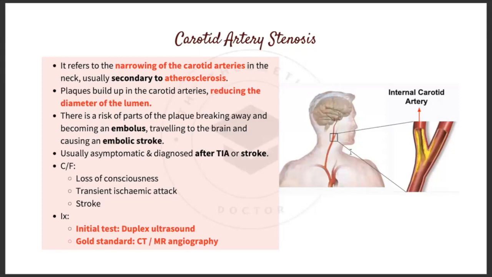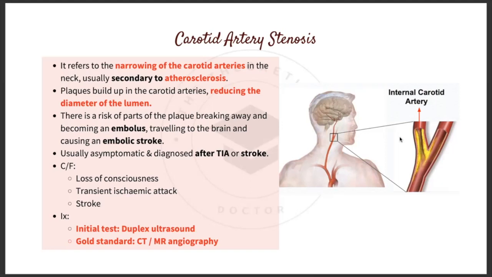It refers to the narrowing of the carotid arteries in the neck, usually secondary to atherosclerosis, as you can see over here. So the plaques build up in the carotid arteries over time, and this reduces the diameter of the lumen, so the amount of blood that's able to flow through has been reduced. There is a risk of parts of the plaque breaking up, which is over here. It may break away and become an embolus, traveling to the brain, and may cause an embolic stroke. It is usually asymptomatic and diagnosed after transient ischemic attack or stroke.